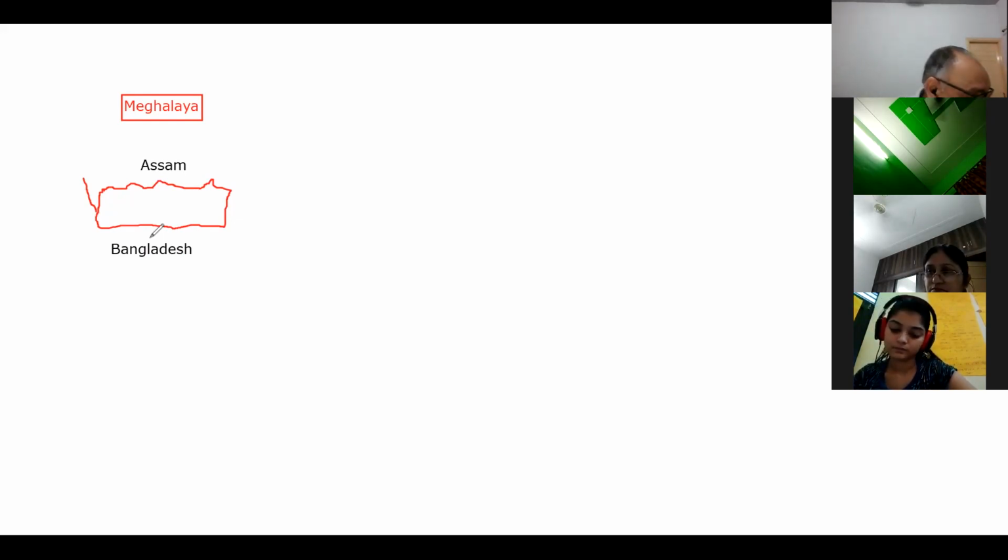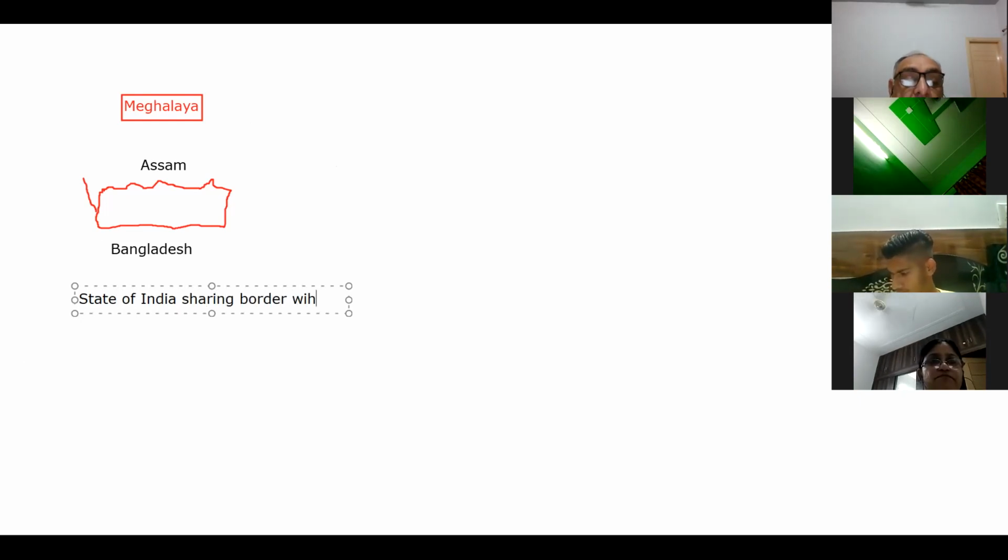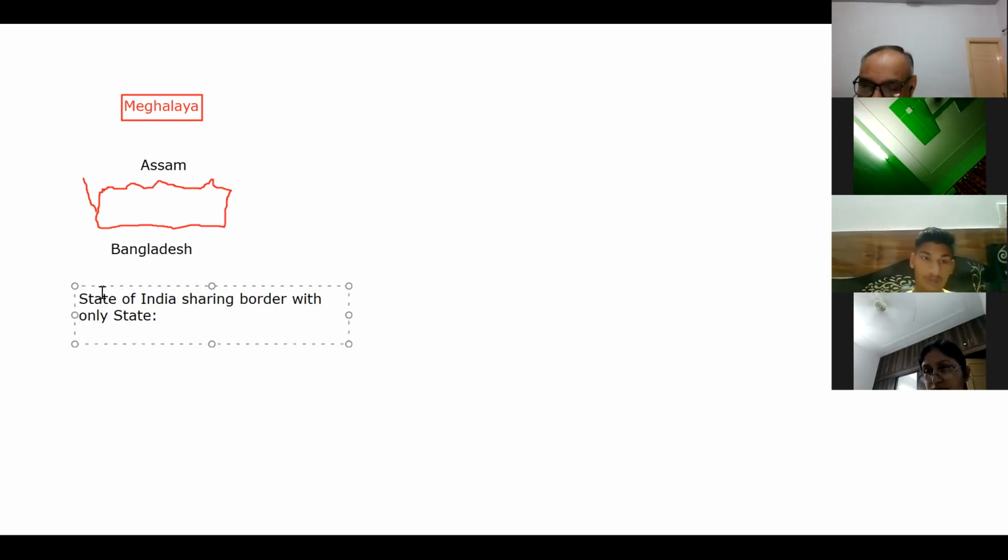And there is one more state of India which has its border common with only one state. Which is that state? Can you name that state? States of India sharing border with only one state.